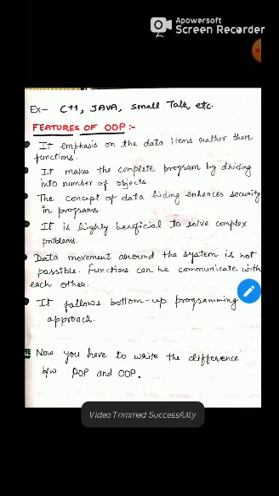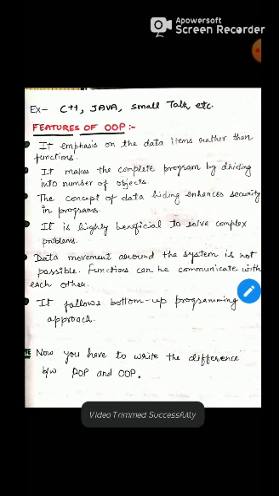Now I want to discuss the main differences between procedure oriented programming and object oriented programming. In POP the main focus is put on functions rather than data, and in OOP the main focus is put on data rather than functions. Second, POP allows data to flow freely throughout the program, whereas OOP does not allow data to flow freely. Next, POP follows the top down programming approach, whereas OOP follows the bottom up programming approach. So these are some points which differentiate between POP and OOP.